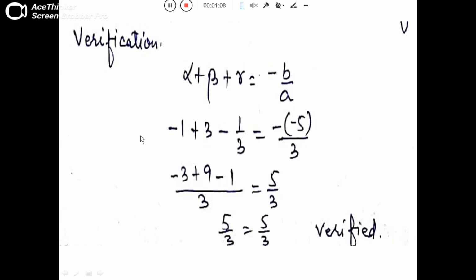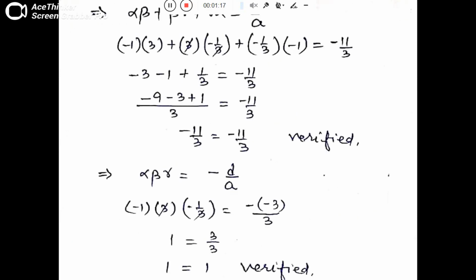Let us verify the second formula of this relationship between the coefficients and the zeros of this polynomial, which is alpha into beta plus beta into gamma plus gamma into alpha, that is equal to c by a. These are the coefficients and these are the zeros. Substitute the values of alpha, beta and gamma. Alpha is minus 1 multiplied by 3, plus 3 multiplied by minus 1 upon 3, plus minus 1 upon 3 multiplied by minus 1, which is equal to minus 11, the value of c, and a is 3.